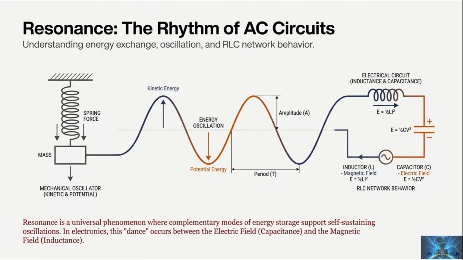Inductance stores energy in a magnetic field, like motion energy. Capacitance stores energy in an electric field, like spring tension energy. When the timing is just right, the exchange becomes smooth and powerful.